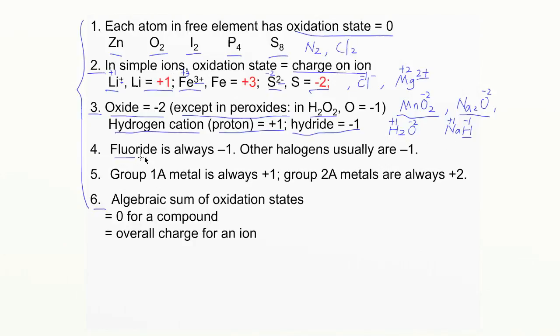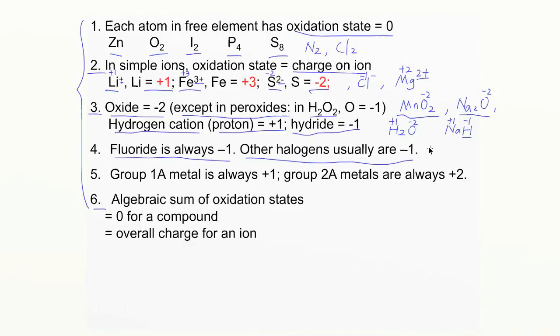Number 4, fluoride is always negative 1. It's always like this. Fluoride is so selfish. It has such a high electronegativity. It always wants to get electrons from other elements, so it's always negative 1. Other halogens usually are negative 1. Let's see fluoride first.